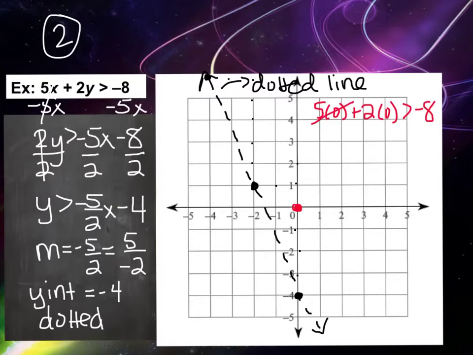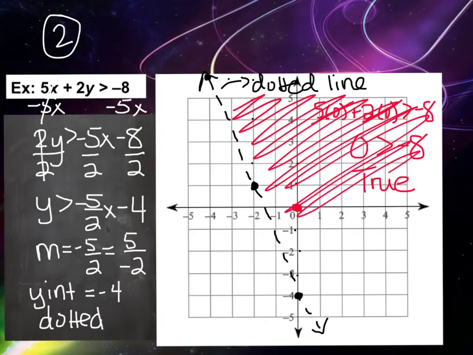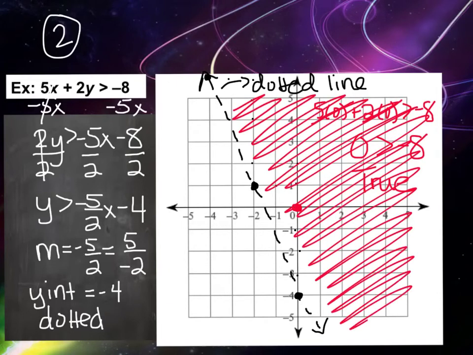So 5 multiplied by 0 is 0. 2 multiplied by 0 is 0. And I have 0 greater than negative 8. Is 0 greater than negative 8? This is a true solution. And since it is a true statement, I'm going to go ahead and shade that side, which is the side that has 0, 0 on it.